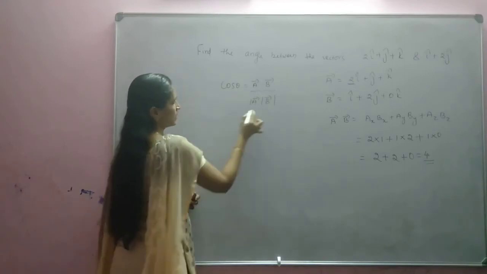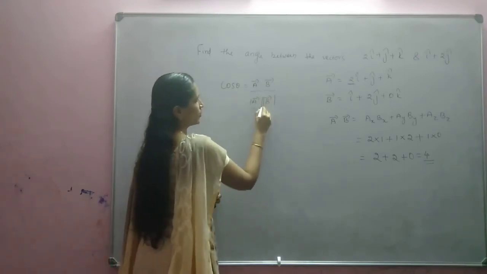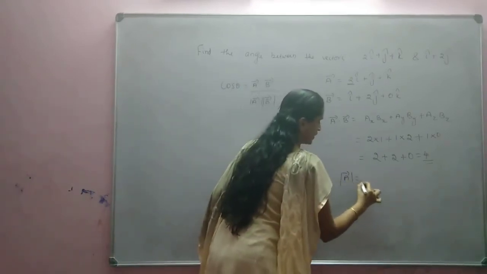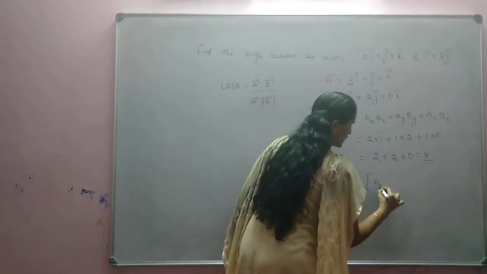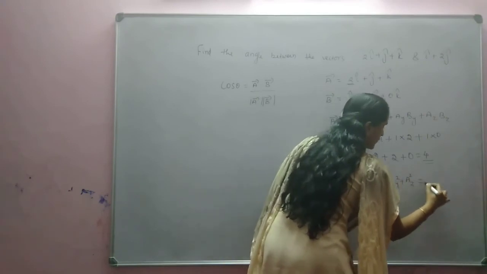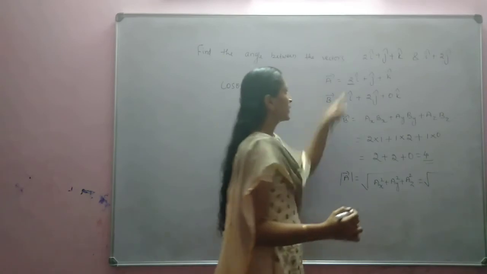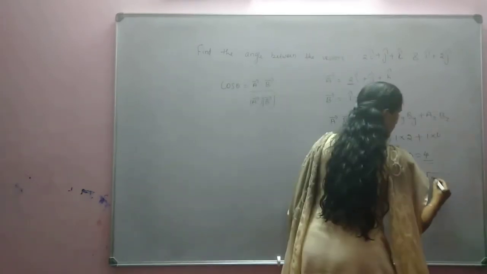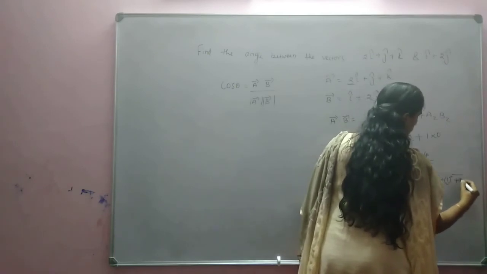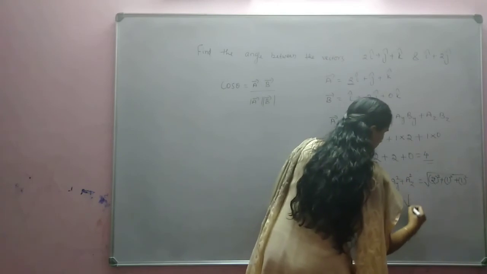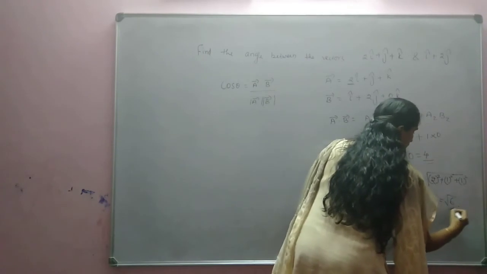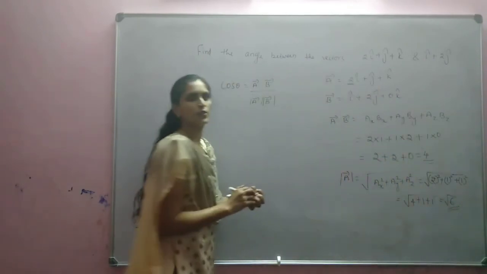You can substitute here. So before that, you can find modulus of a and modulus of b. We can find modulus of a, that is equal to root of ax square plus ay square plus az square, which is equal to root of 2 square plus 1 square plus 1 square. So you can write it as 4 plus 1 plus 1, that is equal to 6. So you got modulus of a is equal to root 6.